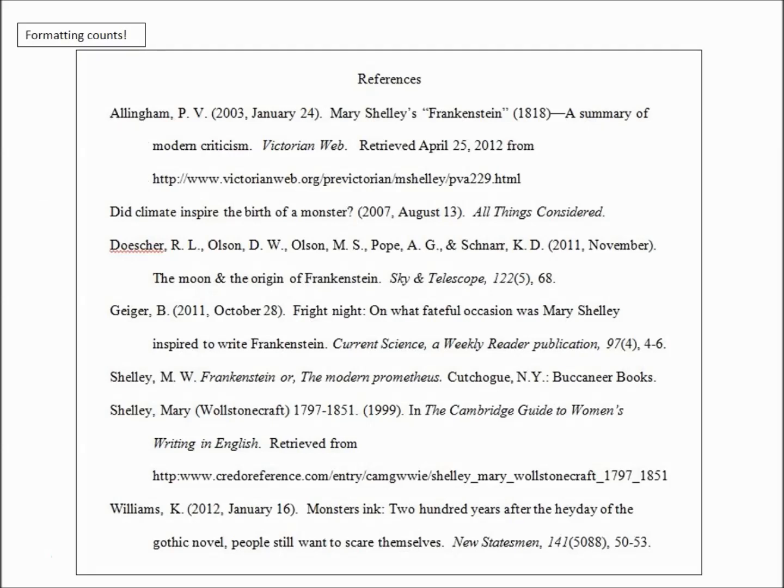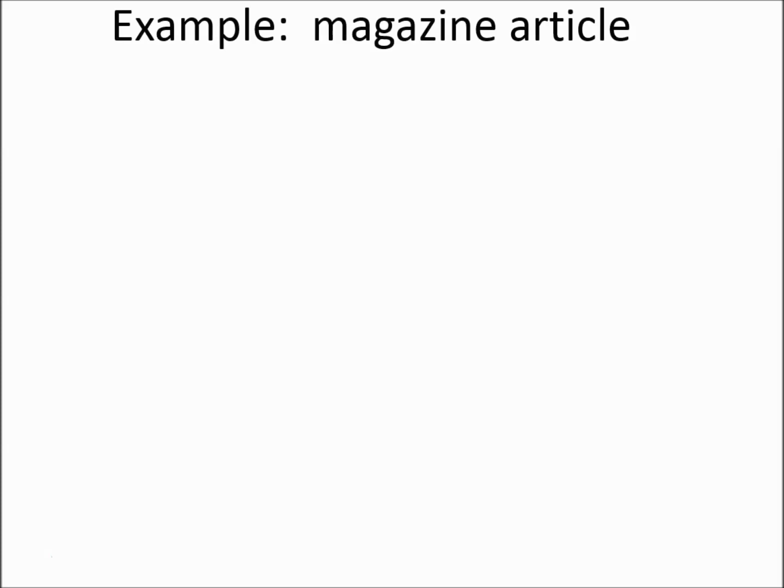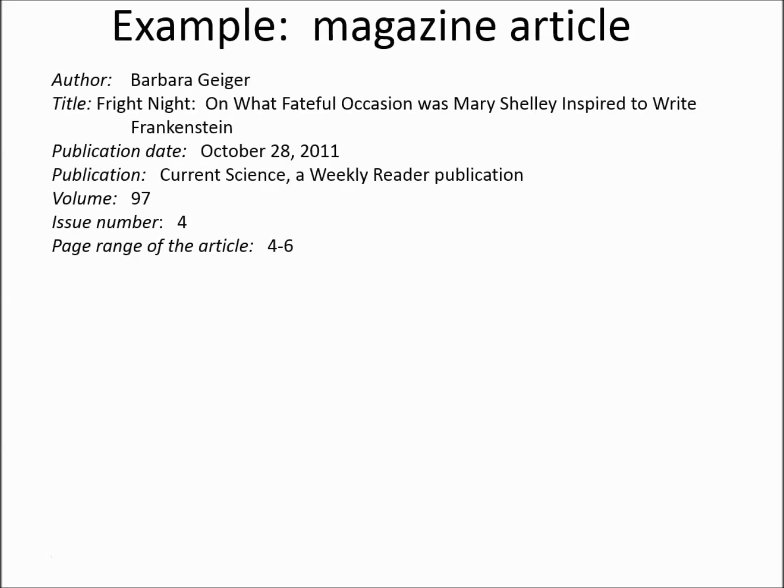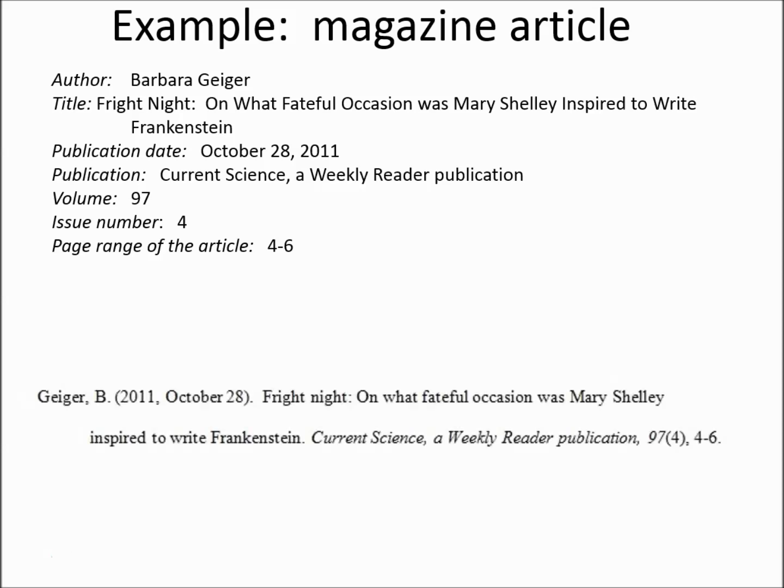Formatting and punctuation counts when using APA or any other citation style. Spacing, parentheses, italics, and capitalization all matter and are important. Let's break it down with a sample citation. Kruger's magazine article used as a source for a paper. An APA style guide tells us that we need the following elements for proper citation: author, title, publication date, what publication it appeared in, the volume and issue number, and the page numbers. Now, let's put it together in APA style.